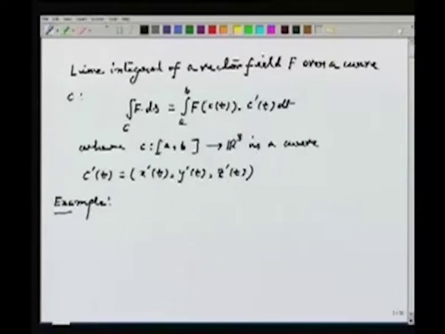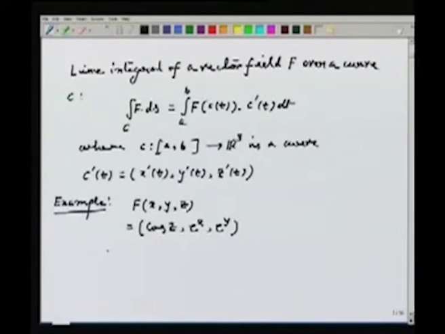So I will give you a particular vector field now. The example I have in mind is given by, let me define the vector field as f of x, y, z, which is defined now as cosine of z, then e to the power x, then e to the power y. This is certainly a vector field.